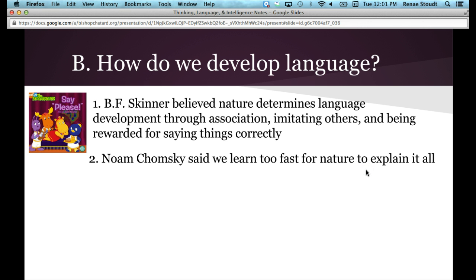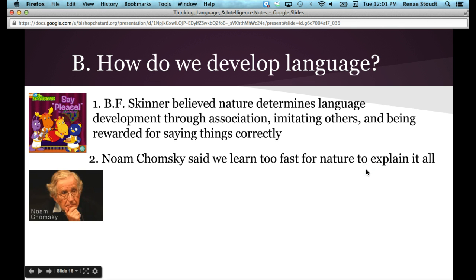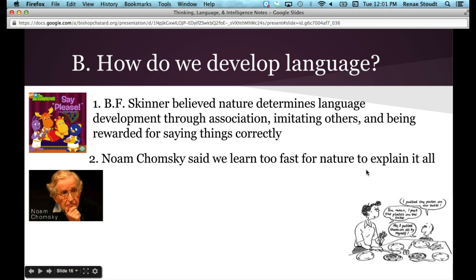Now, Noam Chomsky said that we learn too fast for nurture to explain all of it. So he said that doesn't explain everything about how we learn language. There's Noam Chomsky, by the way. He said, for example, this little cartoon would be an example. This little boy says, I put the plates on the table. And the mom says, you mean I put the plates on the table? The boy says, no, I put them on all by myself. And even though the mom corrected him, the boy still said it incorrectly. According to B.F. Skinner, he would be more like a parrot and repeat what she said. Okay, so Noam Chomsky says, no. That's not explaining all of it.